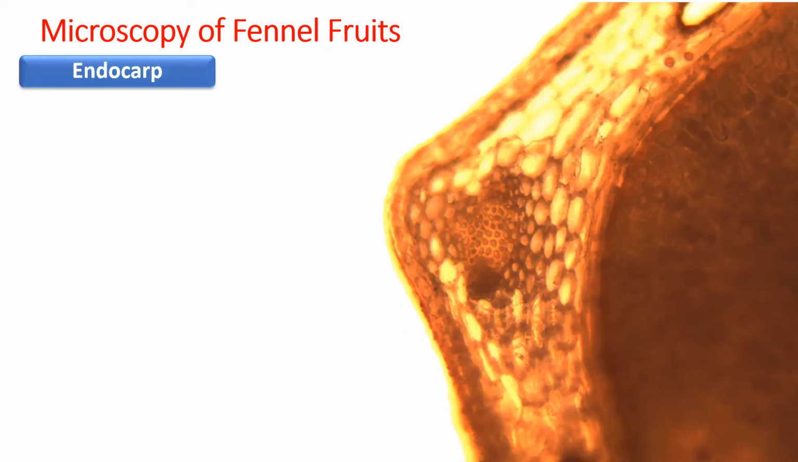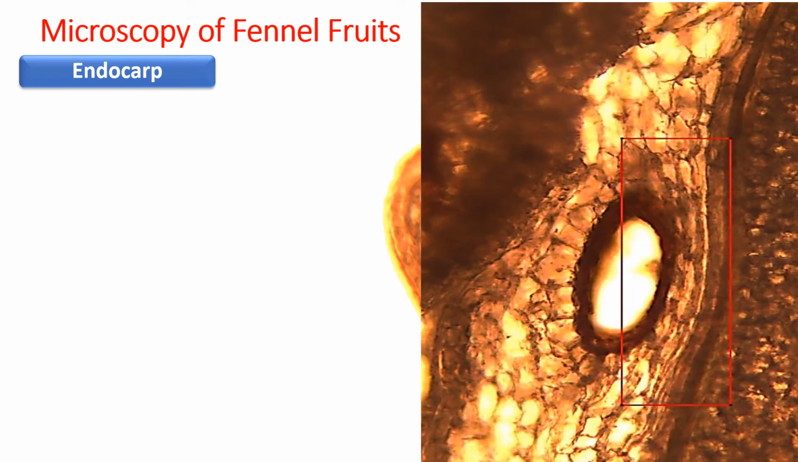As you go inner towards the seed, you will find one more layer, that is endocarp. This endocarp layer is in close contact with the testa or the seed. So the cells which are to the inner side of the mesocarp are called as endocarp. These endocarp cells have a special type of arrangement called as parquetry arrangement.